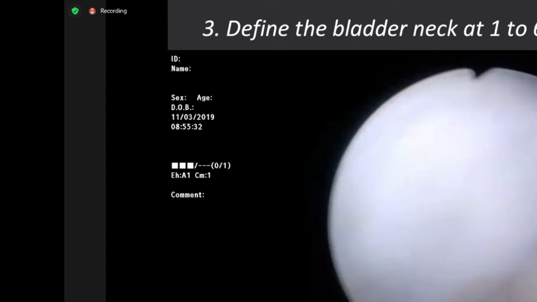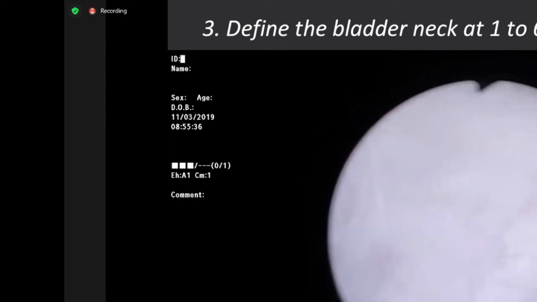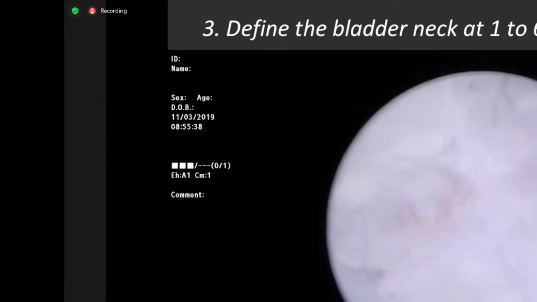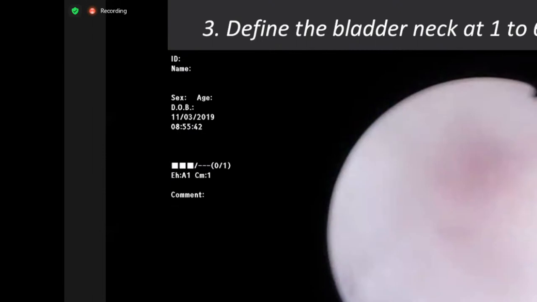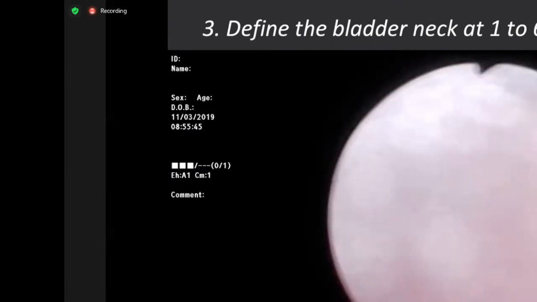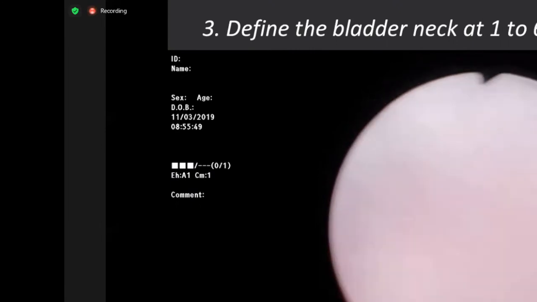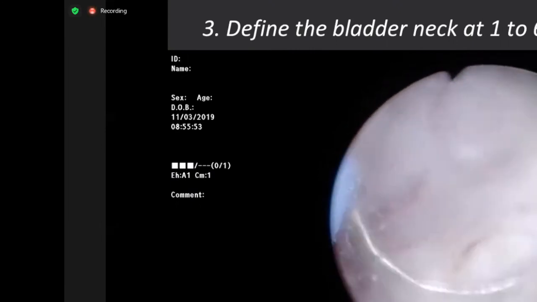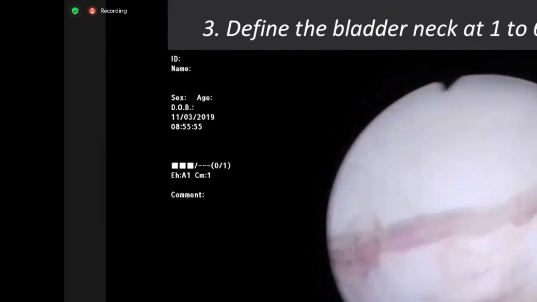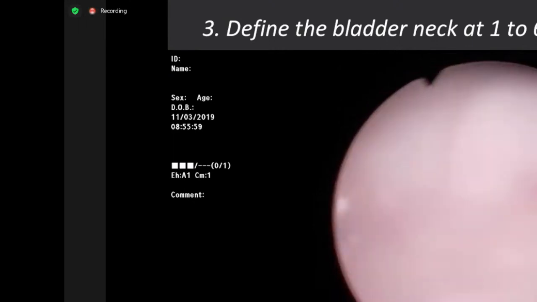And this part, I want to show you an edited version because I want you to be convinced that it's actually quite easy to get to the bladder neck safely at the 1 to 2 o'clock position. At this point, I'm adjusting the fluids. But once I have adjusted the fluid, then I will go back to the 1 to 2 o'clock position. And then you can see, boom, we're into the bladder neck.